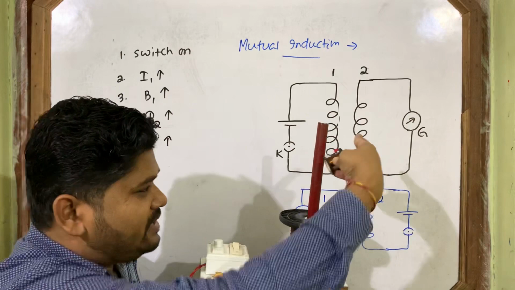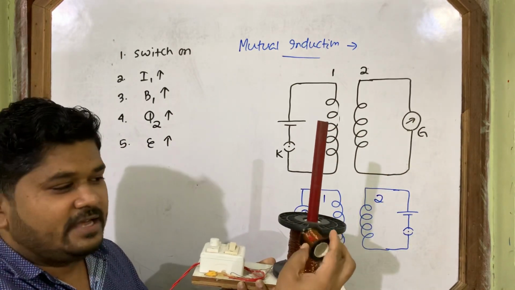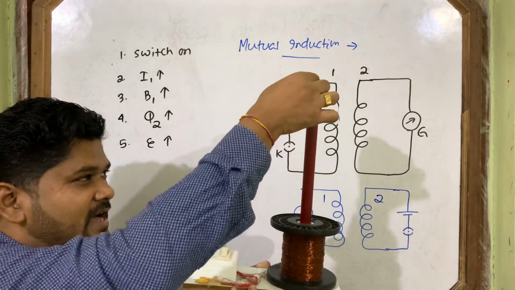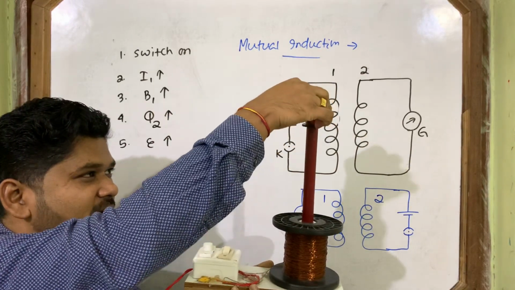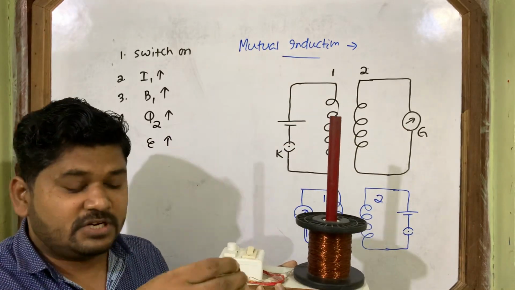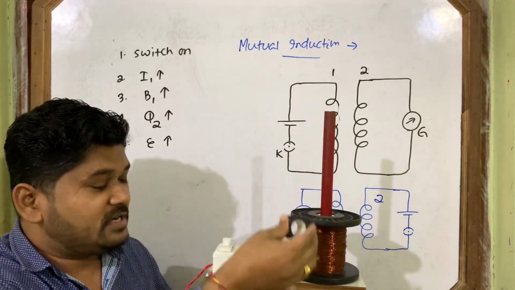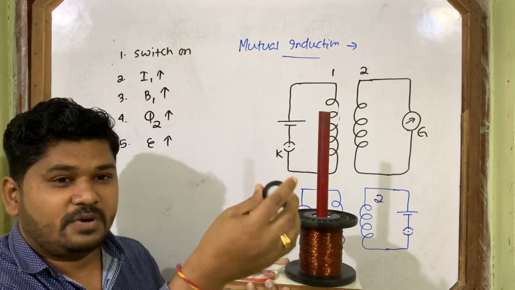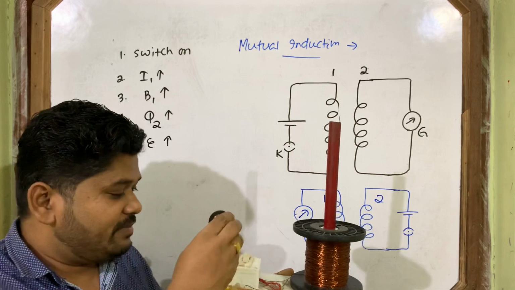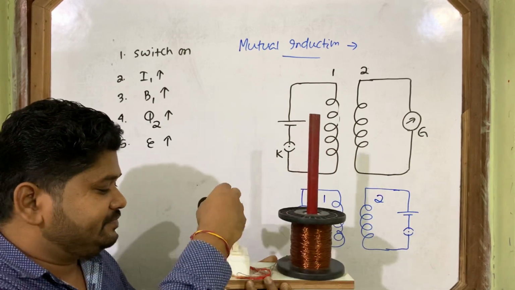In place of the galvanometer, I have connected one LED. If I switch on here and place it, immediately what will happen? This bulb will glow. It is not connected to any source, no connection, but this bulb will glow due to mutual induction. You can mark this now, you see.